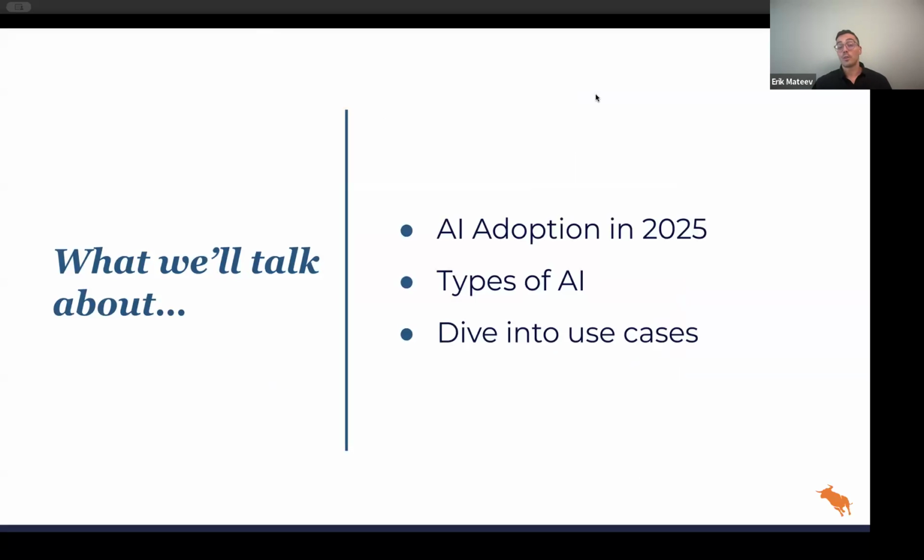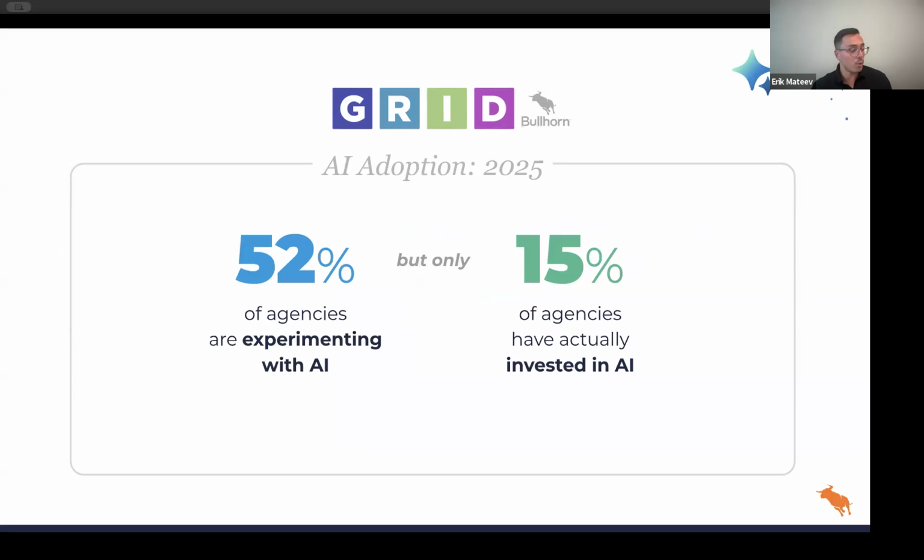All right. So here's what we're going to cover. We'll start off by just touching base very quickly on where we are with AI in recruitment this year. What are some of the types of AI that currently exist that you guys can implement in your business? And then we'll dive straight into use cases to show you how you can use those types of AI in your organization today. So here's where we are.